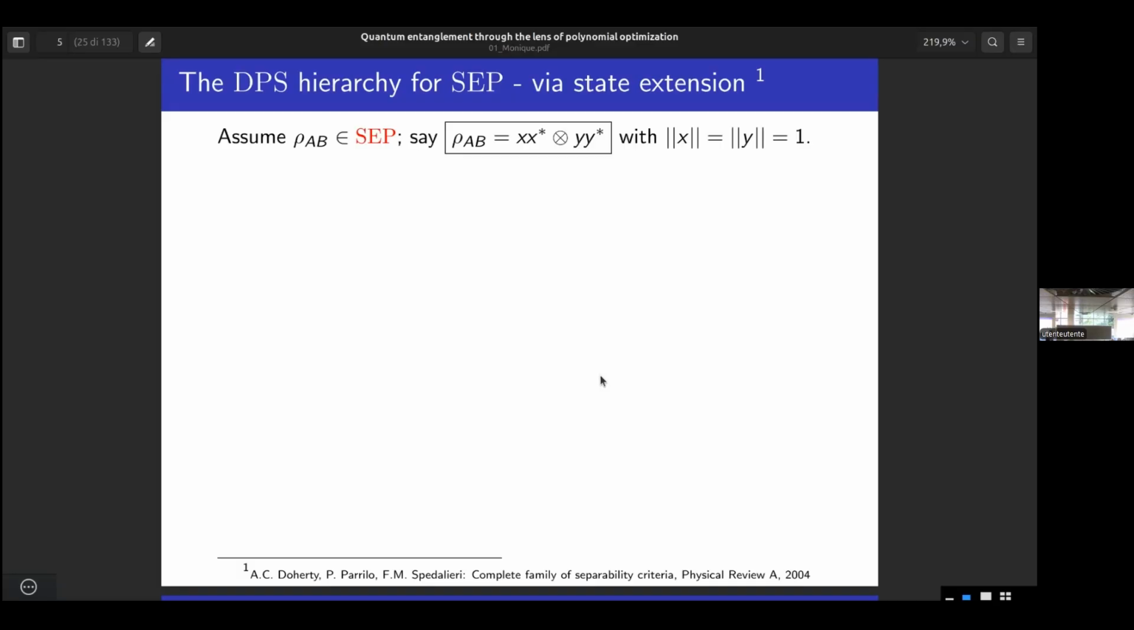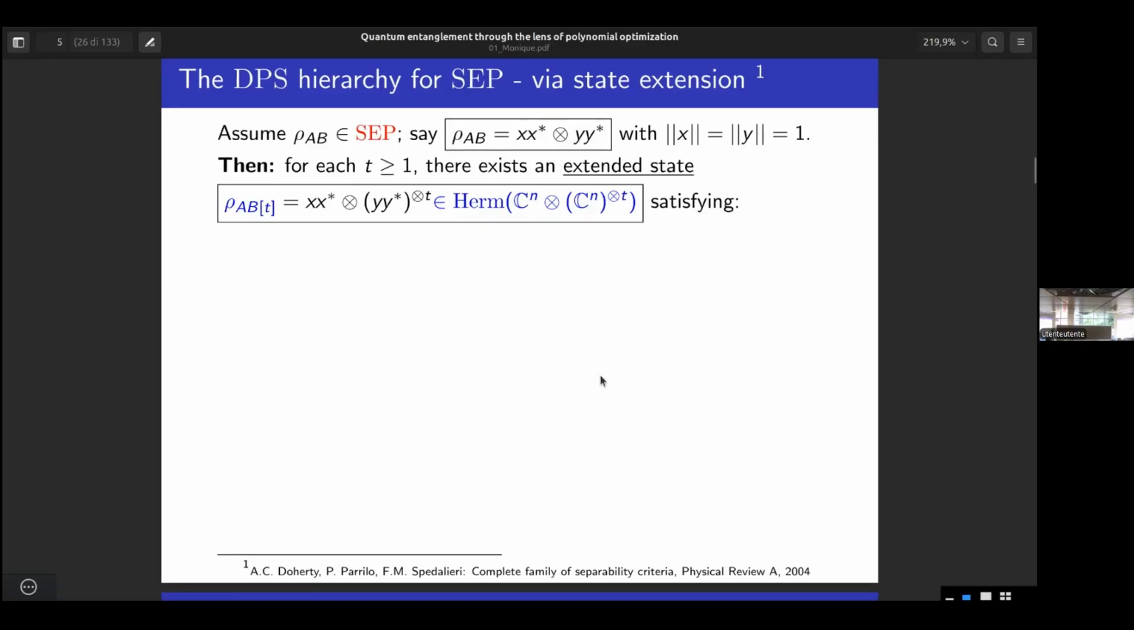If your state is separable, it is a conic combination of product states. For simplicity of the argument, let's say that the trace of rho is equal to 1 and everything works out linearly. So suppose rho AB is a sum of terms x x-star tensor y y-star, and let's assume that x and y are scaled to norm 1. That can be done without loss of generality. Then we can build an extended state. Pick an integer t, and we build a new state, rho ABt, which is a Hermitian matrix acting on C^n tensor the B register copied t times.